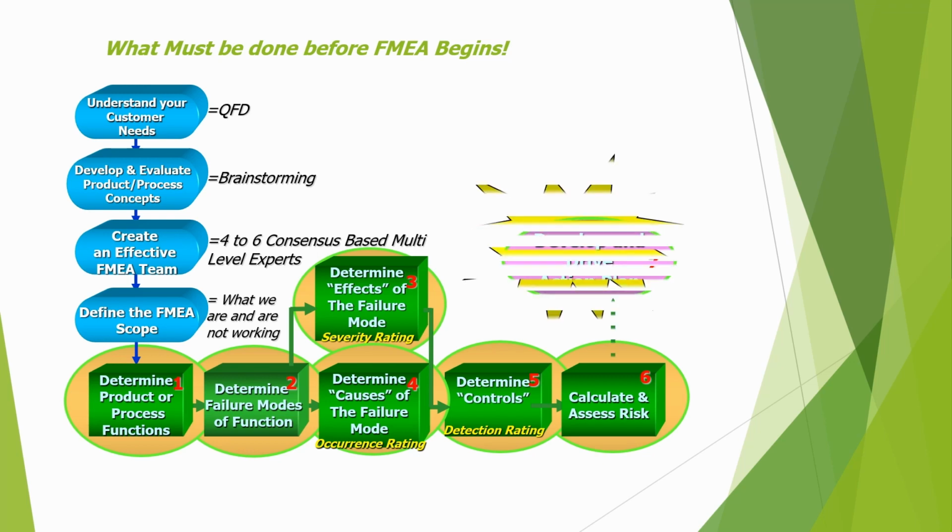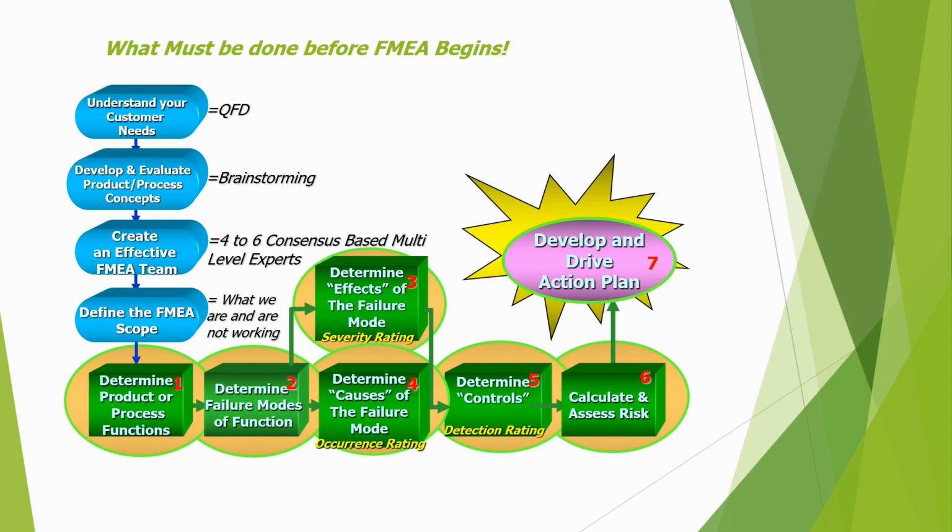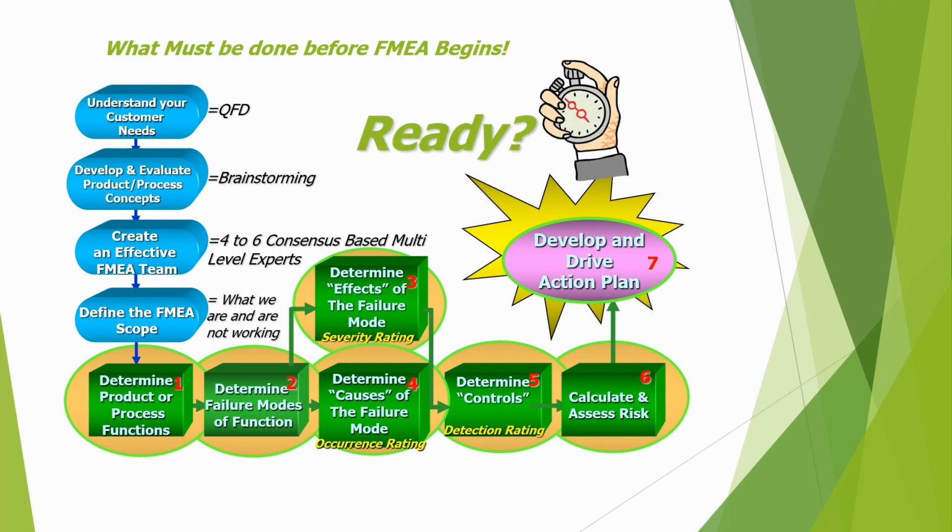Develop and drive action plan. Develop appropriate strategies to reduce severity, occurrence, or improve detection for each prioritized failure mode. Implement the selected actions to reduce or eliminate the identified risks. Establish monitoring mechanisms to track the effectiveness of implemented actions and verify risk reduction. By following these steps, organizations can systematically identify and mitigate potential failure modes, improve reliability, and enhance overall performance.